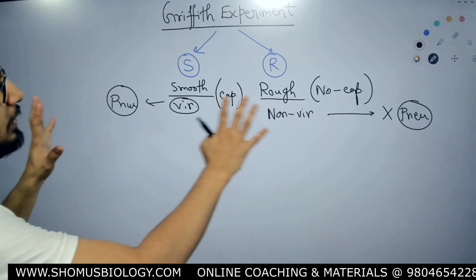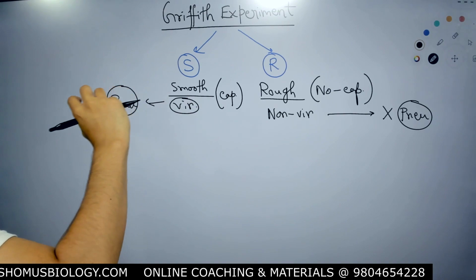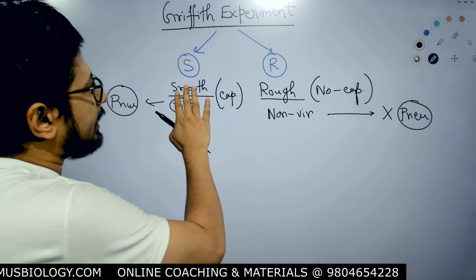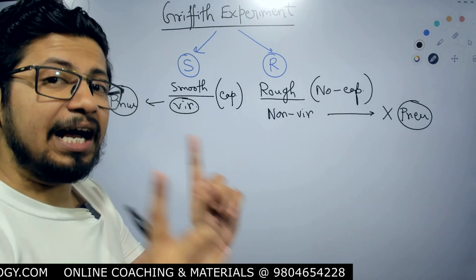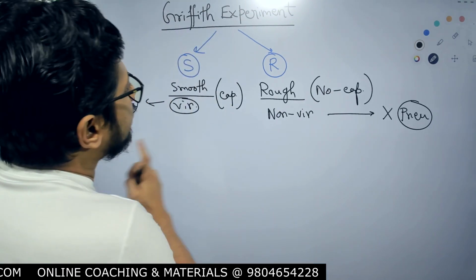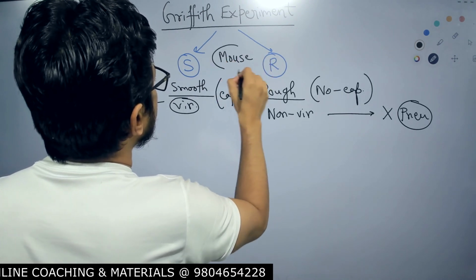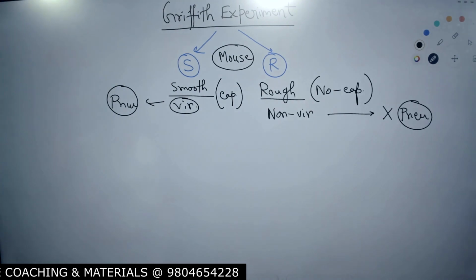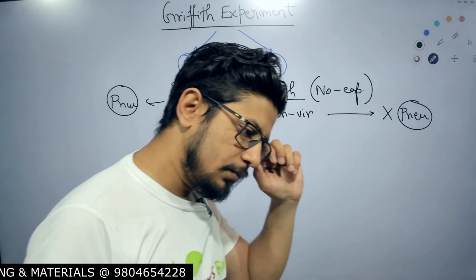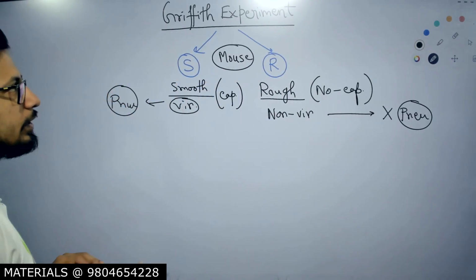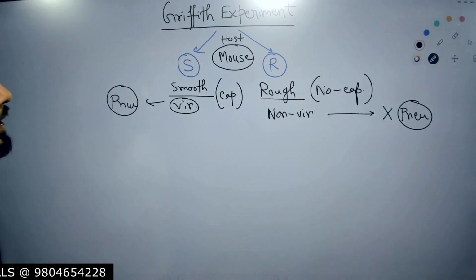That's the big difference between these two strains, and Griffith's whole experiment is based on the ability of the S strain or the R strain to cause pneumonia in the target organism, and the target organism is mouse, right? Mice are the target organism for Griffith's experiment. Mice are the hosts.